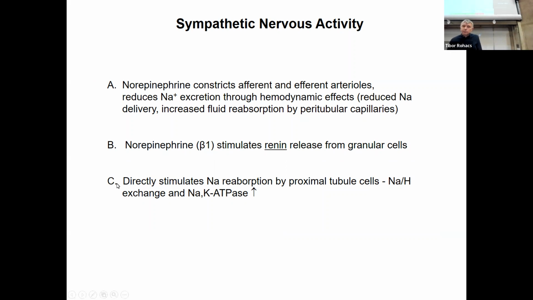Now from the renin-angiotensin II system, we can move to the sympathetic nervous system. So norepinephrine, the sympathetic neurotransmitter, constricts both the afferent and the efferent arterioles, and it will eventually decrease the renal plasma flow, and it's going to reduce the sodium excretion through hemodynamic effects by decreasing the hydrostatic pressure in the peritubular capillaries and reducing sodium delivery. As I mentioned earlier, it also stimulates renin release, which is basically a crosstalk between the two systems. And finally, it also has direct tubular effects by stimulating sodium reabsorption in proximal tubule cells, stimulating the sodium proton exchanger and the sodium potassium ATPase.